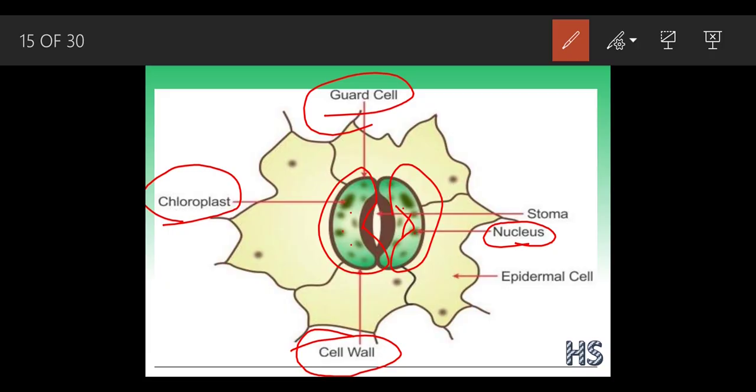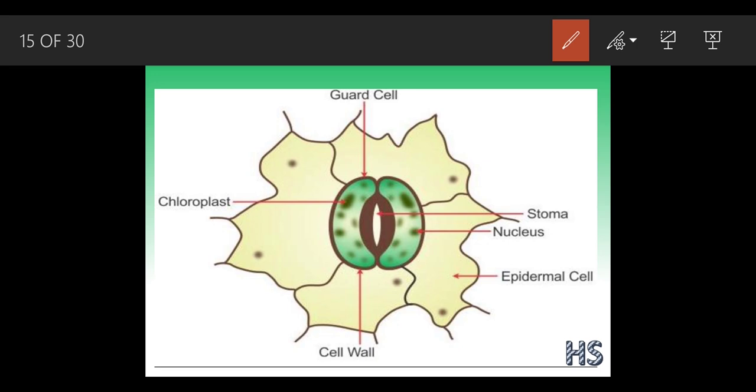and this is the epidermal cell. Epidermal, you have already heard about this word in your 9th standard. Epidermis means the upper skin, okay, the upper layer of the leaf. And the opening which is present between these guard cells is called the stoma. The word stoma is singular, okay, and stomata means many of those. So this is the basic structure.